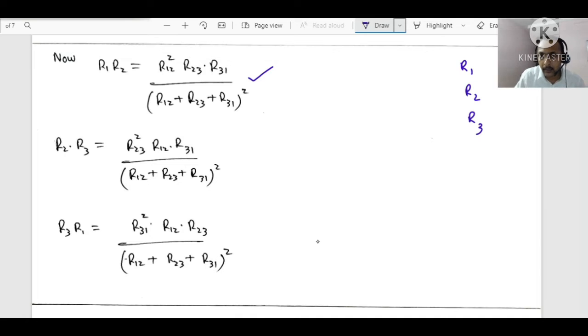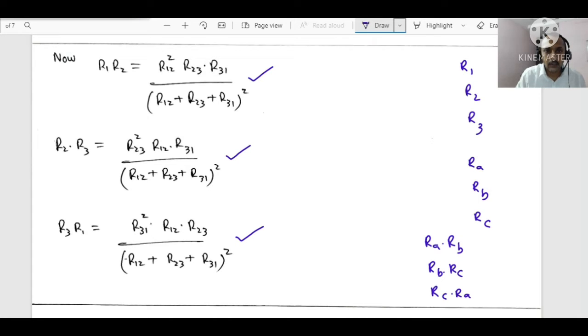That means if somebody has taken the notation RA, RB and RC instead of 1, 2, 3, you have to find RA into RB. In the second step, find RB into RC. In the third step, find RC into RA. If you have taken the notation in terms of 1, 2, 3, dear students, first find R1 into R2. In the second step, take R2 into R3. In the third step, R3 into R1. I repeat again, these three are important. Already you know the formulas for R1, R2, R3, right?